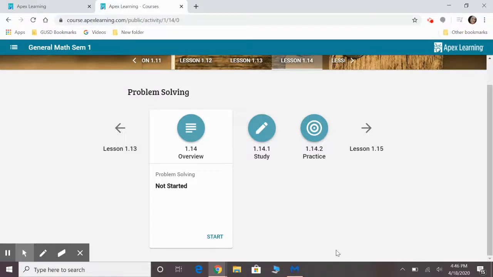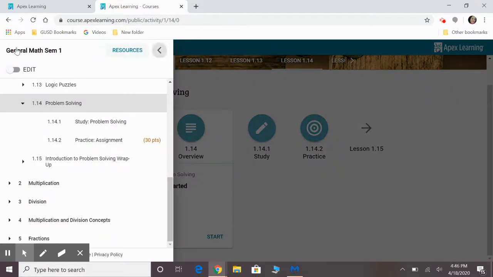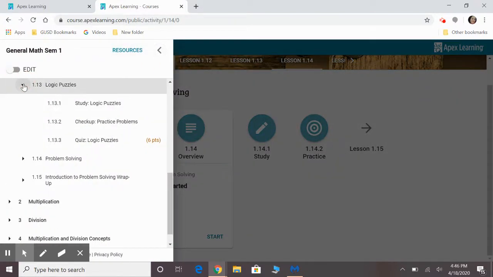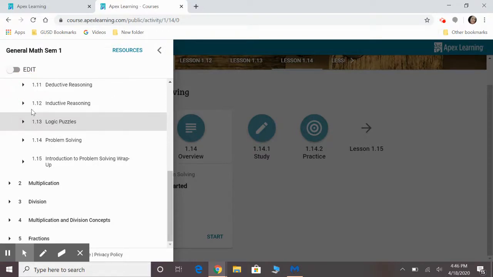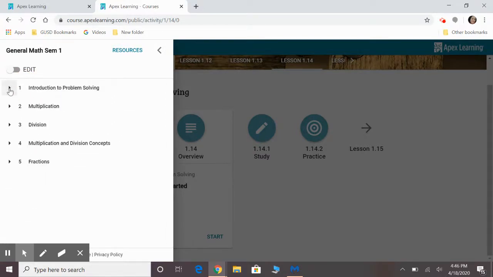Okay, so one of the last things that I wanted to go over was taking the CST, the computer scored test in Apex, which happens at the end of a unit after you've finished all of the lessons within that unit. One feature I didn't show you earlier is if you come up here to the outline grid, you can click on this and you will get kind of an overview of the entire unit.